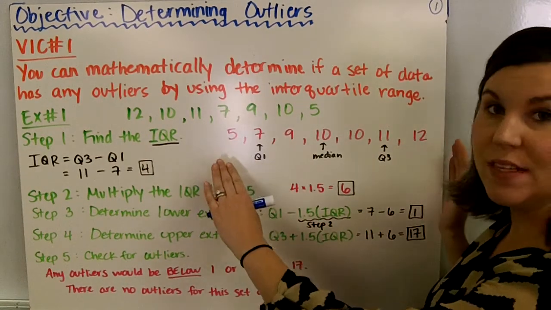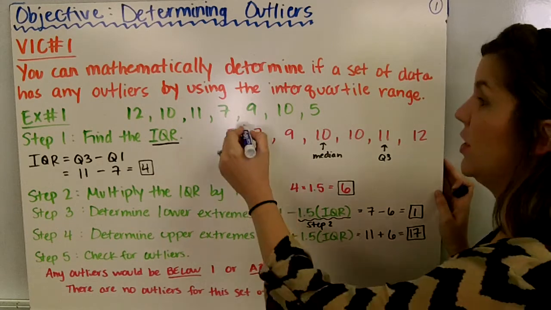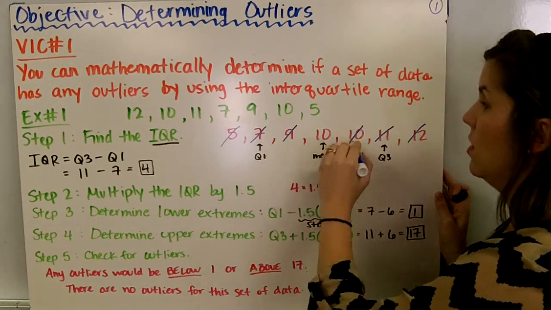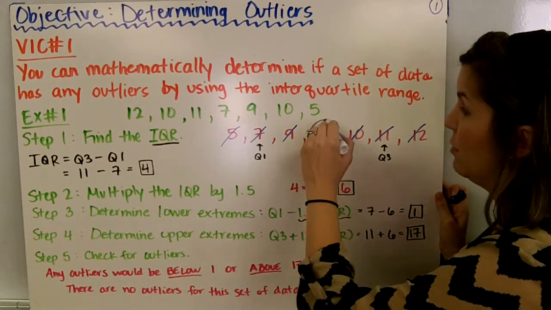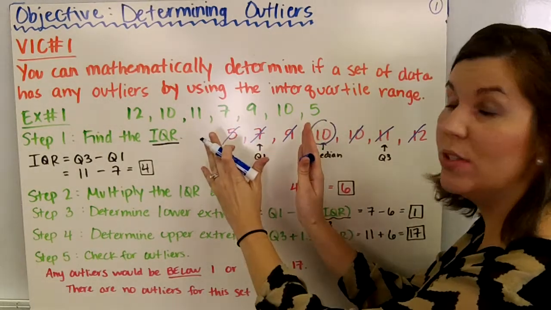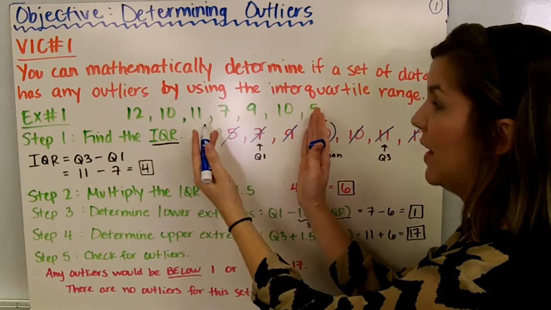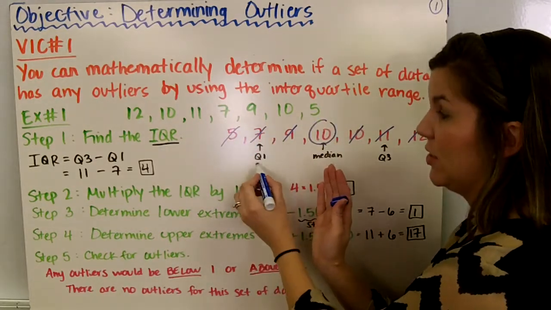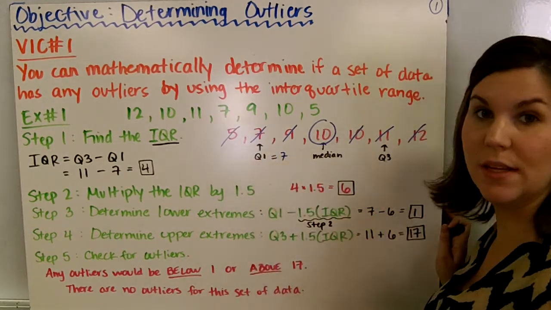So here's our set of data. First of all, you need to identify the median. Eliminate a high and a low until you have found the exact middle. So here is our median, 10. Now we're going to break this into 2 sections. Don't use the median. So we have 5, 7, and 9. And the median of this section is 7. So 7 is Q1. Q1 is equal to 7.